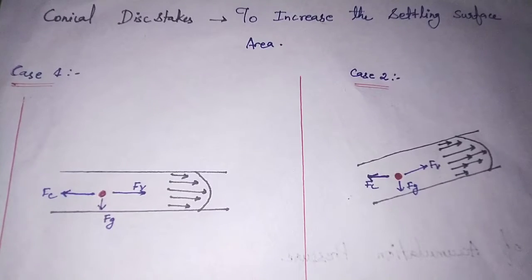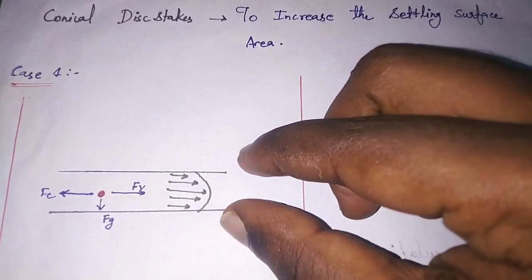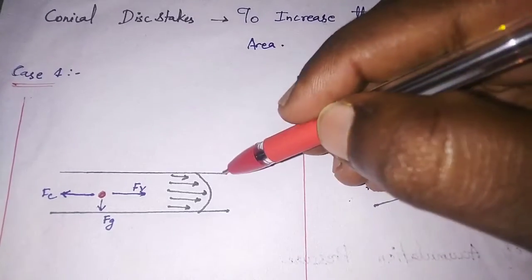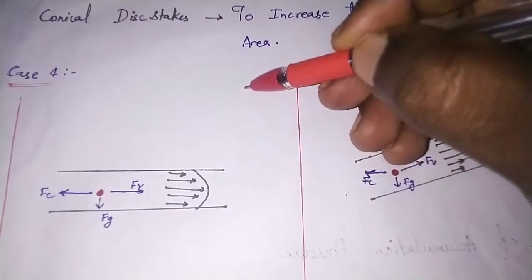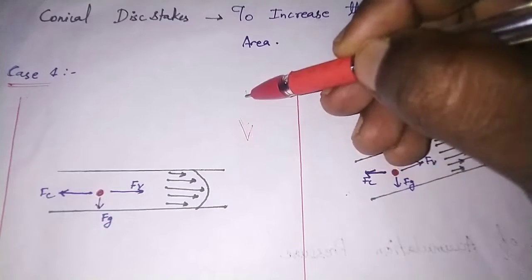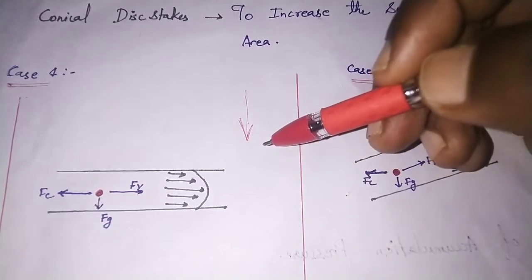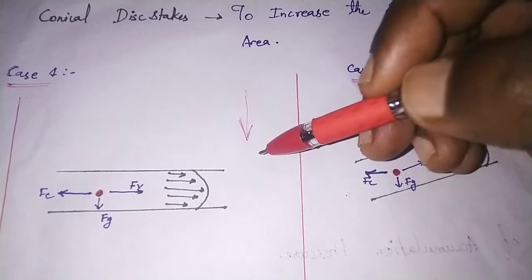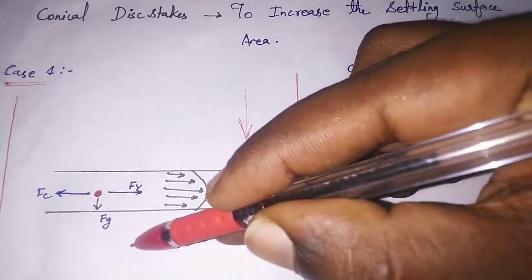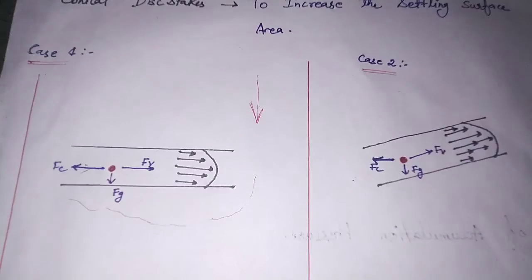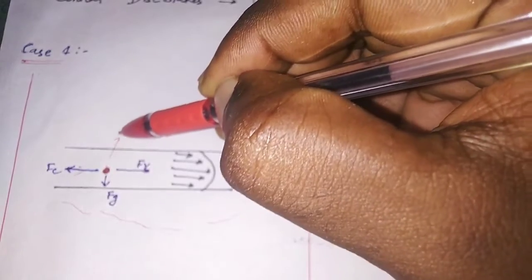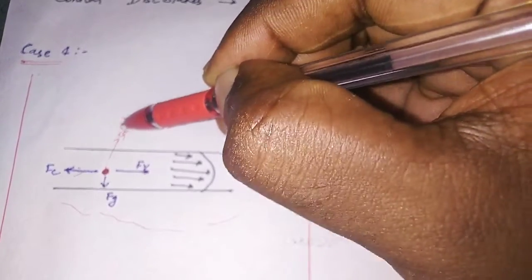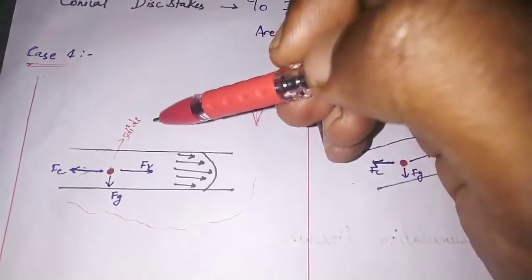For that, in case 1 I take only two disc plates, an upper part and a lower part. When dirty oil comes in, the dirty oil has lots of solids and water molecules. The dirty oil comes to the disc stack between the two plates. For easier explanation, I take only one solid particle.